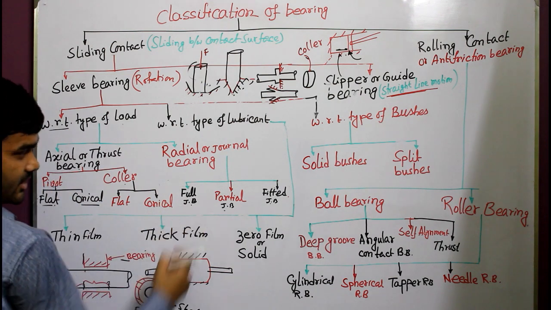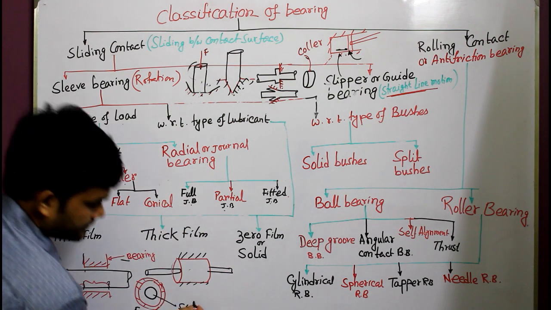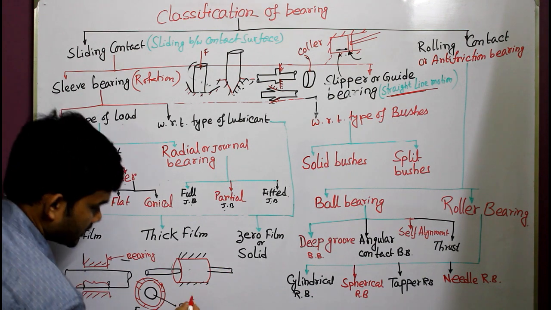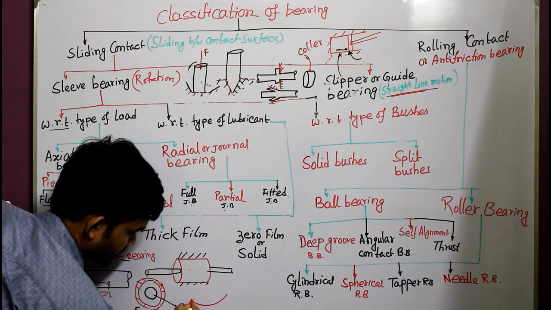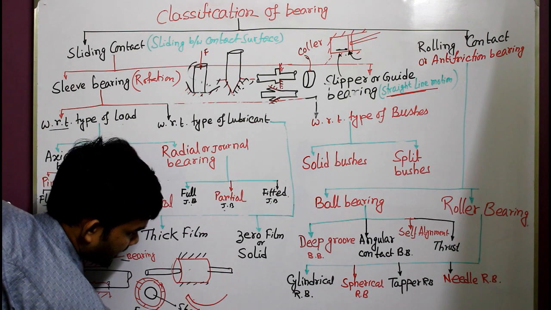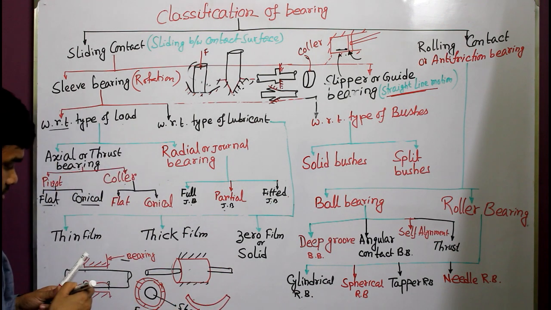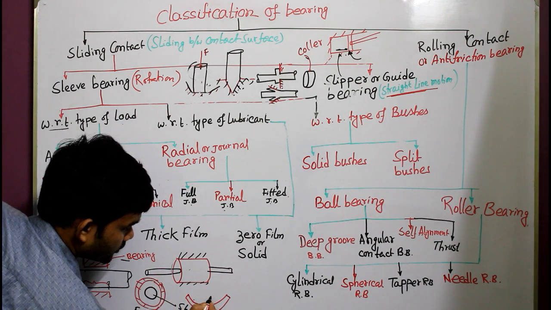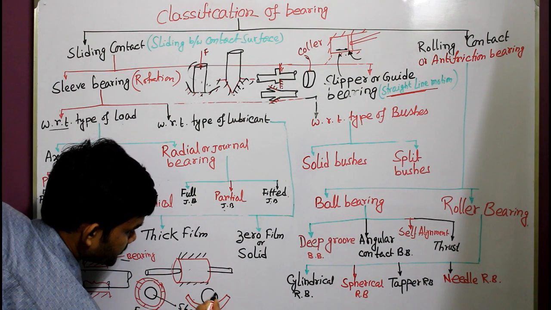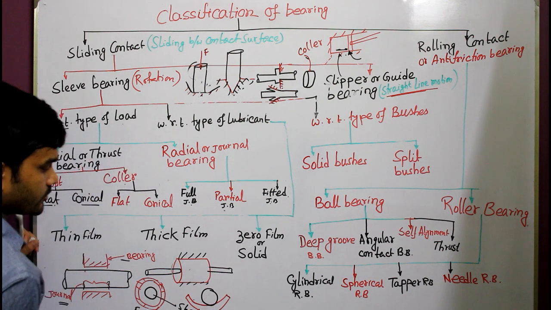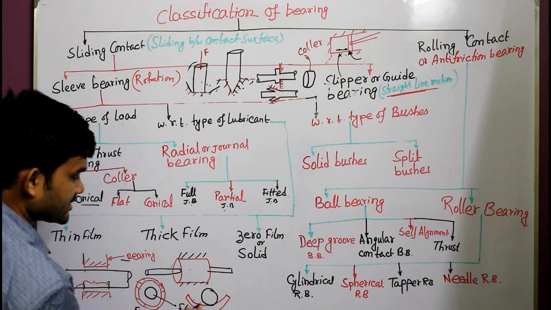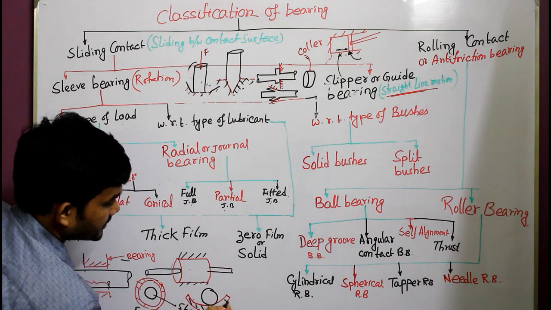And similarly we have the partial bearing. If this bearing is not covering 360 degrees, then we will call this a partial bearing. So suppose this is our 120, 180 degrees, whatever it may be. If the shaft is above this, then we call this a partial bearing.